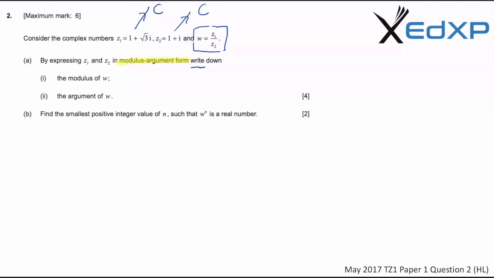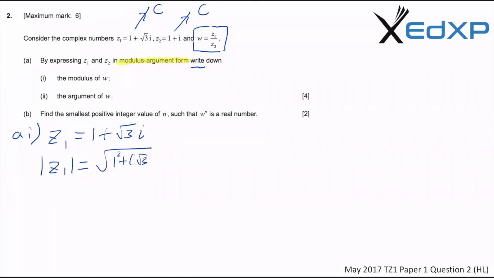So let's first express Z1 in modulus argument form. Quite straightforward. Z1 is 1 plus root 3i. This is a paper 1 question, so no calculator is allowed. We have it in Cartesian form, 1 plus root 3i. Let's change it to modulus argument form. The modulus of Z1 is the square root of 1 squared plus root 3 squared. So that will give me 2.